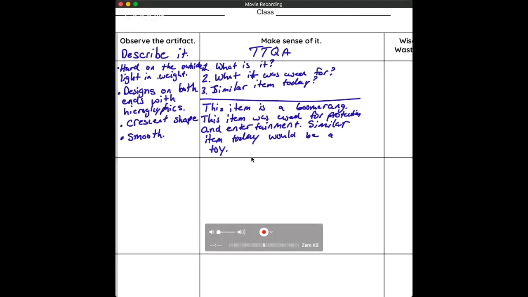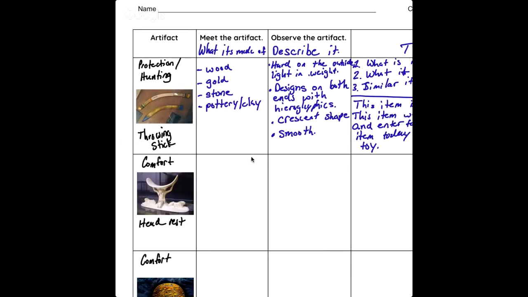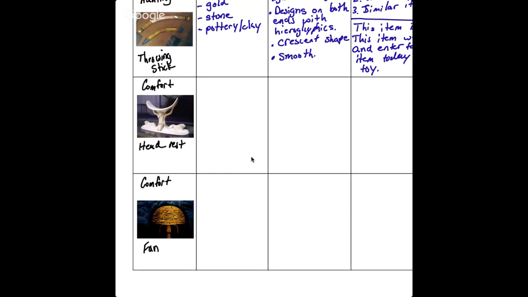So then as a whole group, we went through all the artifacts and learned what some of the different things were. We learned that this item right here was a throwing stick, not a walking stick, a throwing stick. We know it was used for protection and hunting. We learned about the headrest and how King Tut would use it for comfort. We learned about his golden fan, and we know that Egyptians believed the afterlife was very similar to the mortal world. So if the climate is hot in ancient Egypt, in the afterlife it would make sense to have a fan with you.